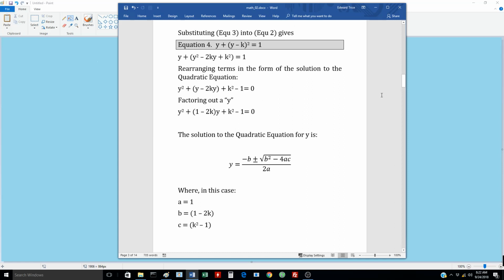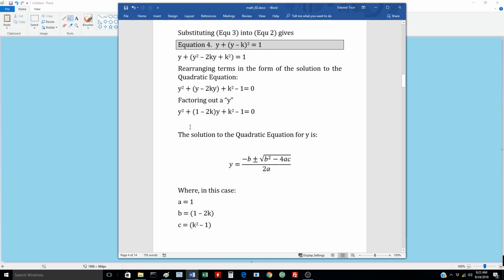We're just going to do that substitution and then rewrite the equation only in terms of y. So you have y plus (y minus k) squared equals 1. Rearranging those terms, after you multiply out the (y minus k) squared terms, and putting them in the same order as the coefficients for the quadratic equation solution, you have y squared plus, in front of the y, the quantity (1 minus 2k), and at the end you've got plus k squared minus 1. Now, here's the thing.